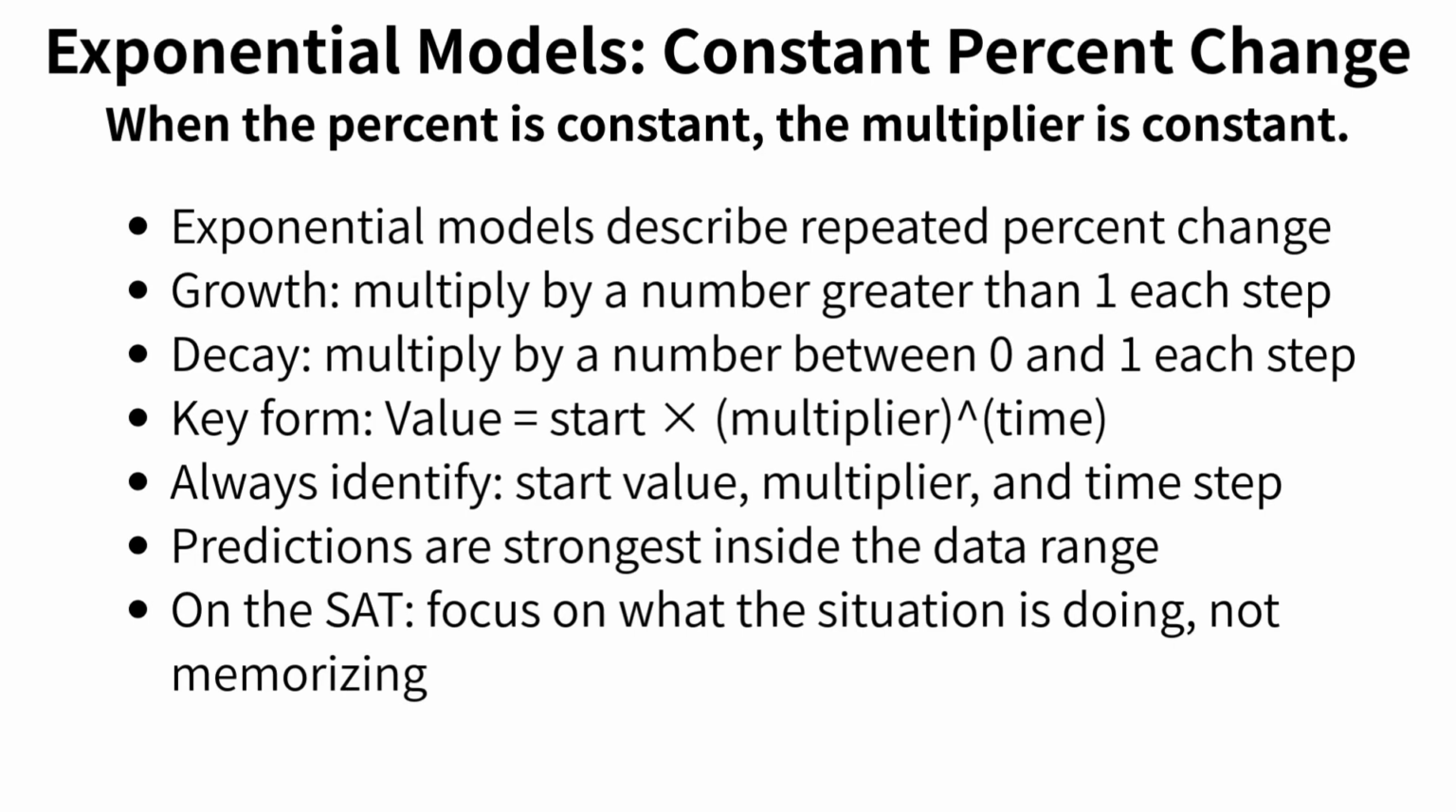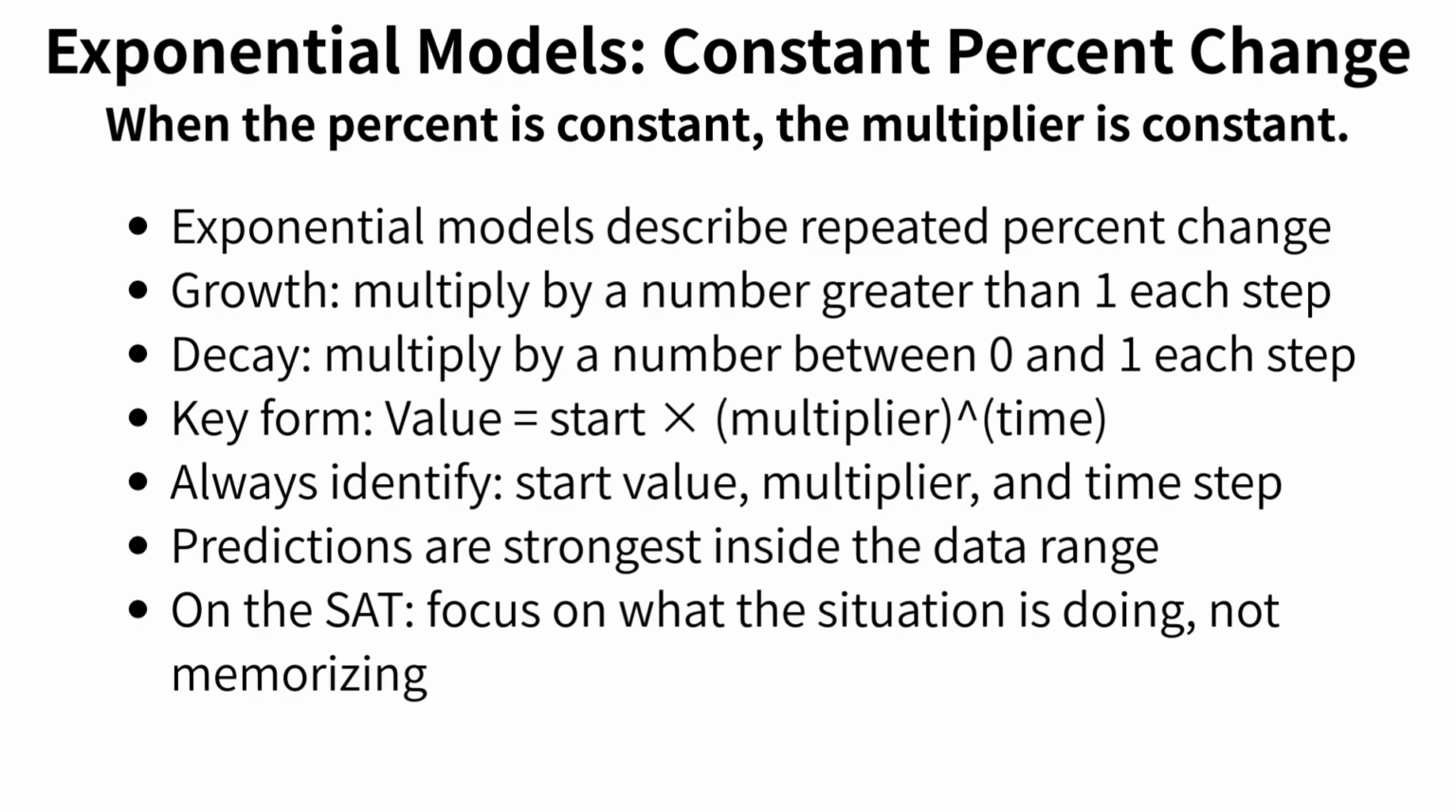Let's begin. Next, let's lock in the core idea behind exponential models. Exponential models happen when the change is a constant percent. That means you're not adding the same amount each step, you're multiplying by the same factor each step. So here's the key sentence. When the percent is constant, the multiplier is constant.